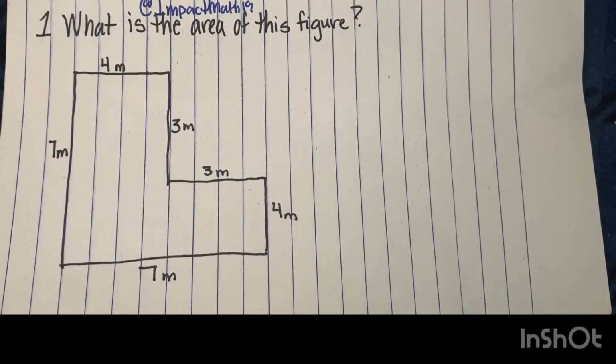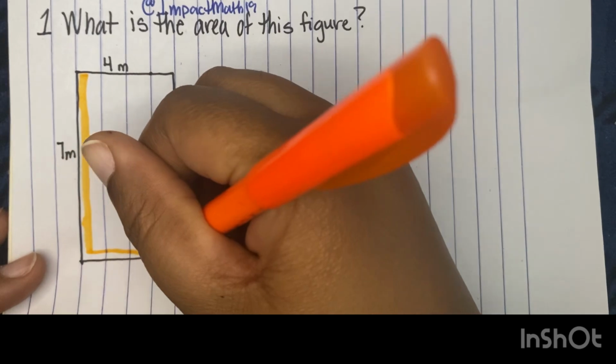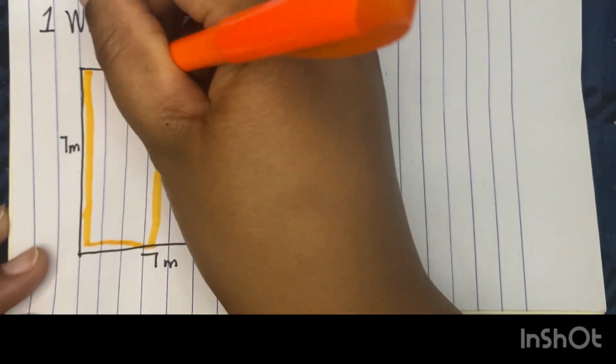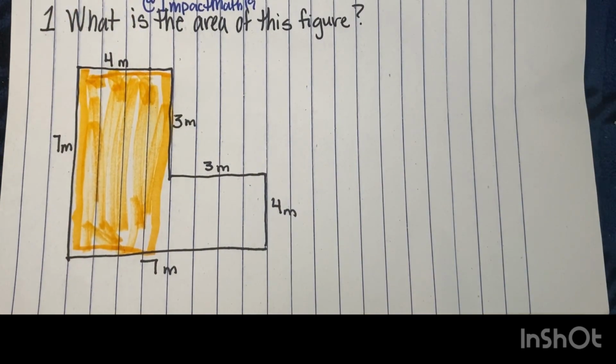Alrighty, it says, what is the area of this figure? So what we're going to do is break this down into two rectangles. Our two rectangles are going to be, we're going to cut it down this way. So we're going to have this long rectangle here. And then we'll have this shorter rectangle here.